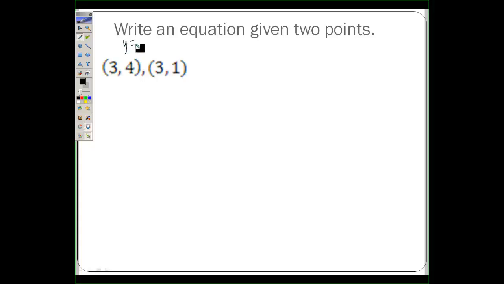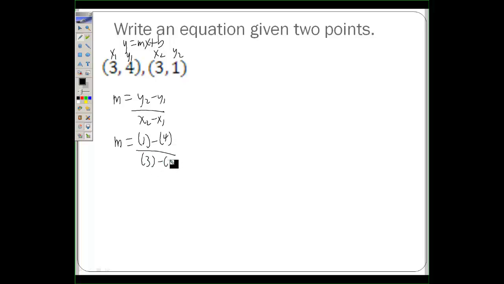We'll say, once again, I'm writing the equation of a line, y equals mx plus b. Here's my first and second x and y. I'm going to plug that into my slope formula. I'm going to say the slope must be equal to 1 minus 4 over 3 minus 3. Oh, this is a special example here. The slope is equal to -3 over 0, which is undefined.